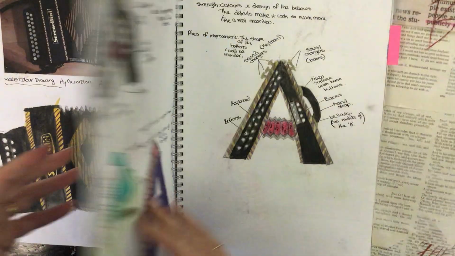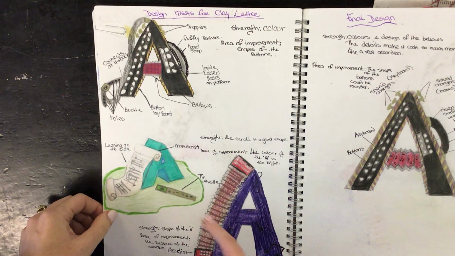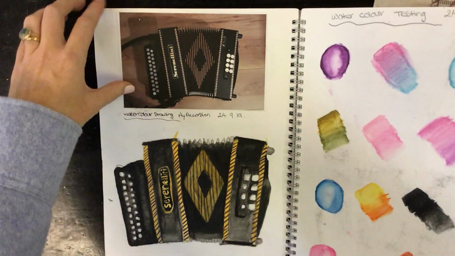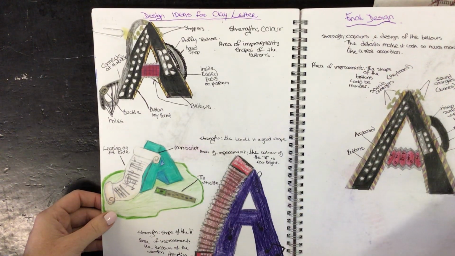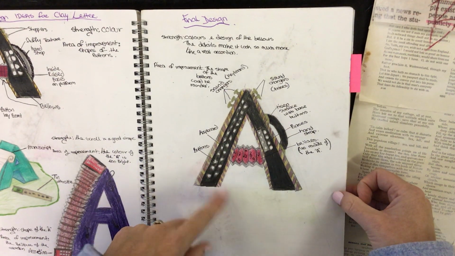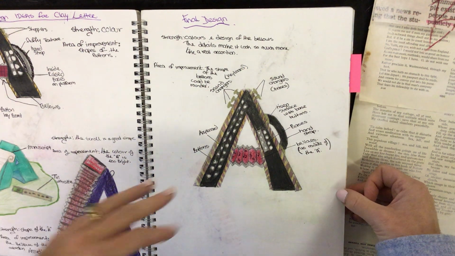Then she designed ideas for a clay letter sculpture. So she took the first letter of her name and she developed that into a design from her drawings. So she incorporated some of her drawings into her design ideas. You can see here then she has her final design idea. She went on then to make the letter out of clay, fired it in the kiln and glazed it as well.